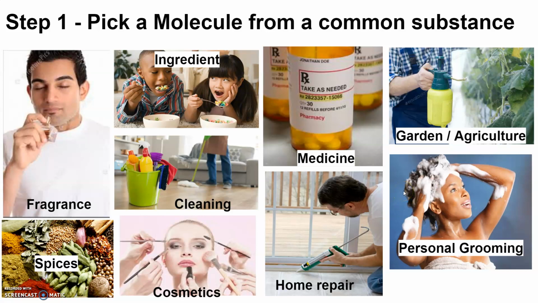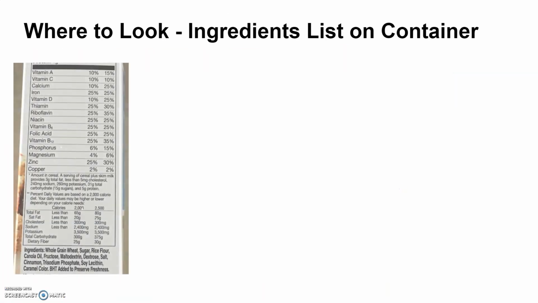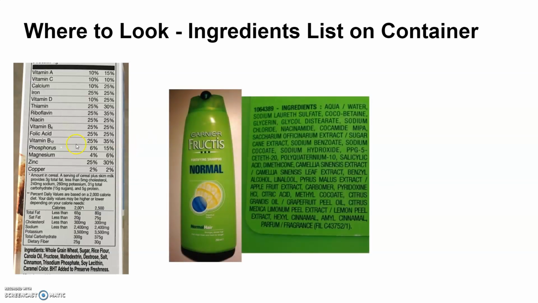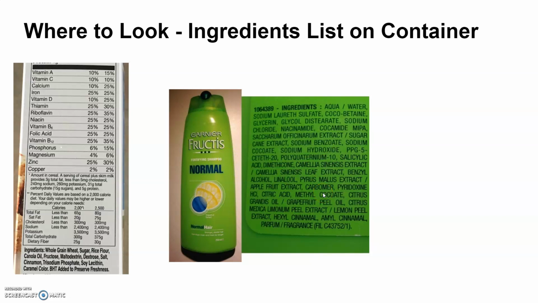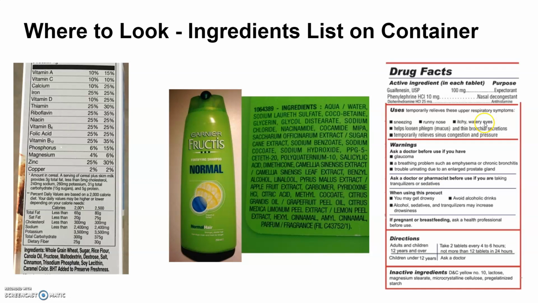And once you figure out what it is that you want to focus on, like a specific food or fragrance or substance, whatever, then you want to first see if you can look at the ingredients list on the container, if that's handy. So this first one is the ingredients list at the bottom here of a cereal box. This is on the back of a shampoo bottle. And then here, if you have the drug information, it'll have the ingredients here at the top.